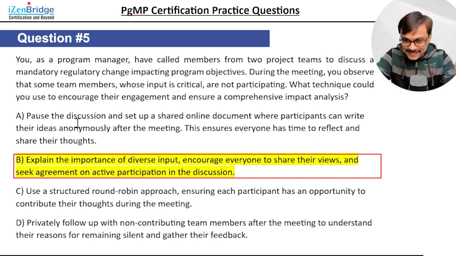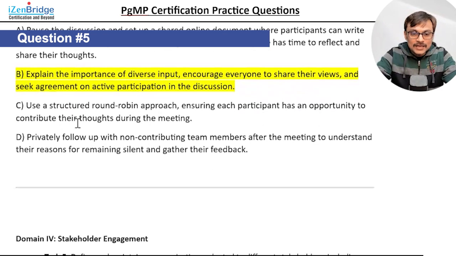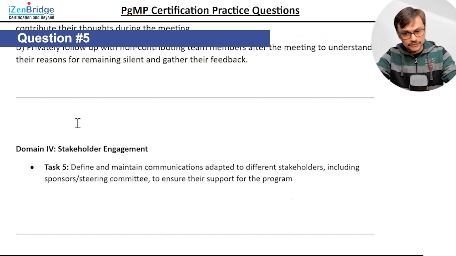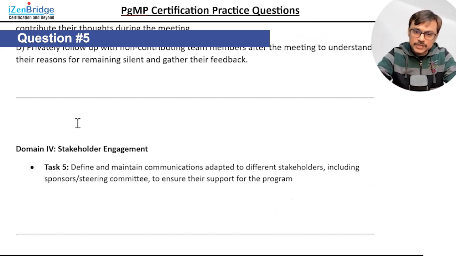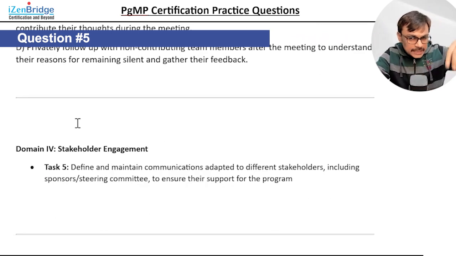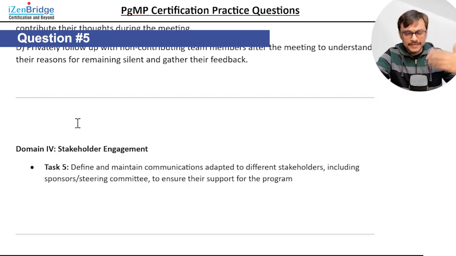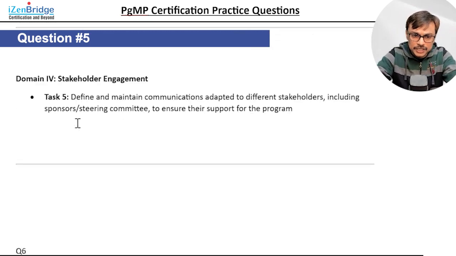If you have a difference of opinion, comment in the section. We can map it to Task 5, define and maintain communication adapted to different stakeholders, including sponsor and stakeholders, to ensure their support for the program. Though this is not talking about general regular communication, it is basically focusing on communication inside the meeting. And we are not focusing on doing round robin, so we are adaptive to the way people want to discuss. I am open, but it is more like meeting facilitation. But if I have to map, I can map to this particular task, the stakeholder engagement domain.